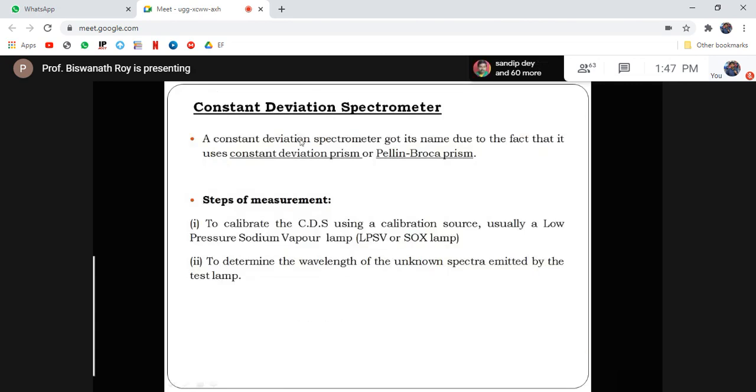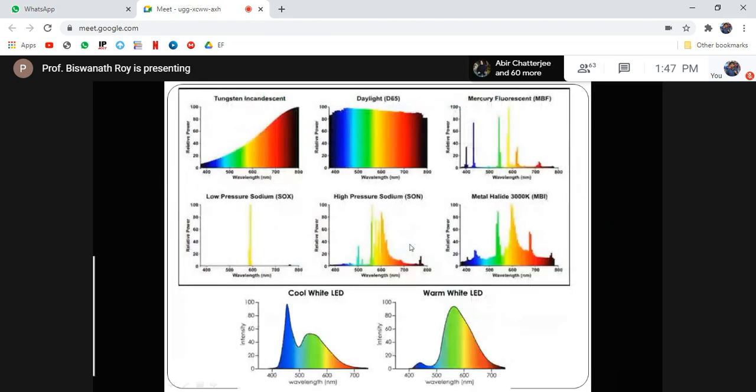What is constant deviation spectrometer? Actually the prism that is used is the Pellin-Broca prism. It is a special type of prism I am going to discuss here. So what are the steps of the measurement? The first step is to calibrate the constant deviation spectrometer, CDS, using a calibration source. Usually you take the low pressure sodium vapor lamp. What is low pressure sodium vapor lamp? This is the spectrum of the low pressure sodium vapor lamp, and this wavelength is known, 589 nanometer, 589.6 nanometer.